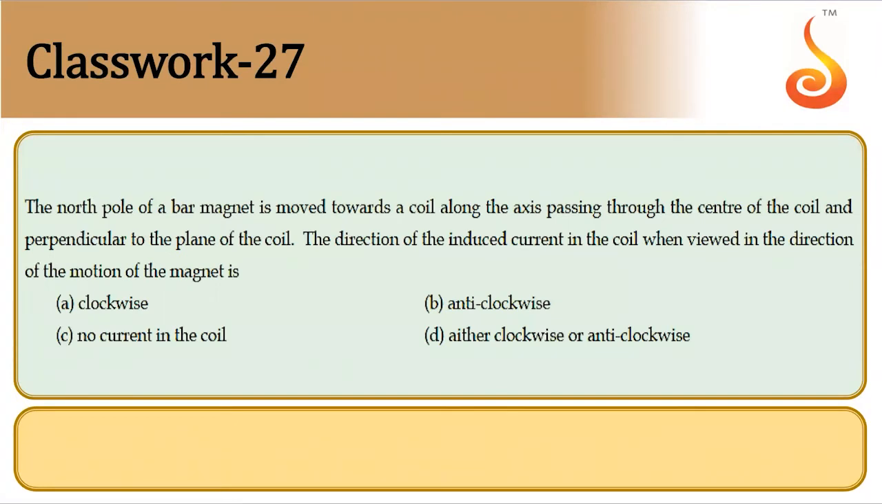The north pole of a bar magnet is moved towards a coil along the axis, passing through the center of the coil and perpendicular to plane of the coil. Direction of induced current in the coil when viewed in the direction of motion of the magnet is clockwise, anti-clockwise, no current in the coil, either clockwise or anti-clockwise.